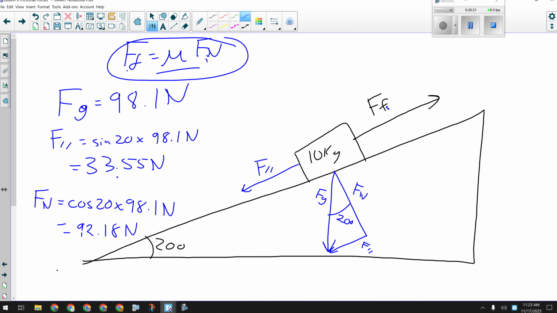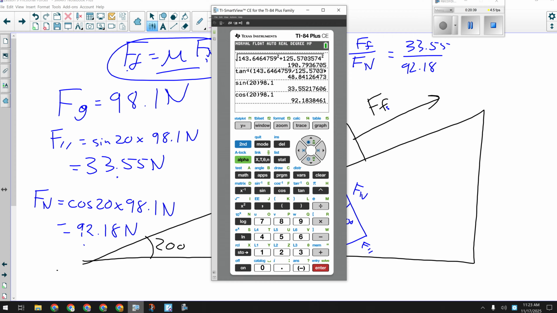Okay, so if I'm looking at this formula here, I now know the force of friction, it's 33.55, and I know the normal force, it's 92.18. Okay, so mu will be the force of friction divided by the normal force. So 33.55 divided by 92.18. Okay, so I get a decimal. Is that okay?